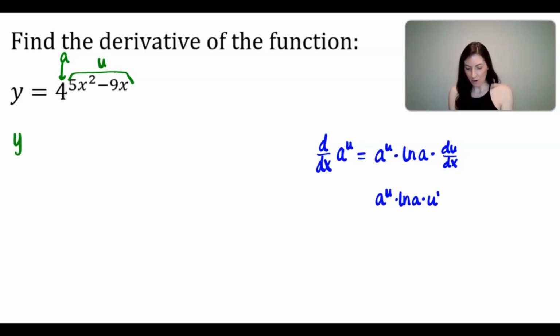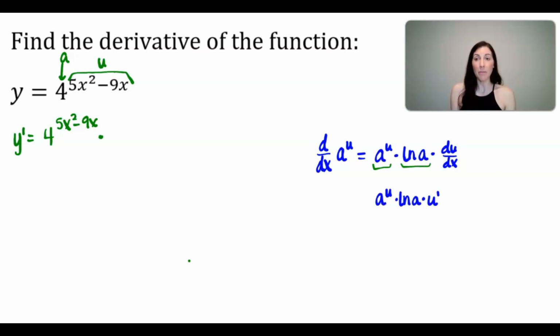Our notation here would be y prime equals, and we always start with a to the power of u. So we would start with, what we're given, 4 to the power of 5x squared minus 9x. And then we need to multiply this by the natural log of the base. And in this case, our base is 4. So we want to multiply this by the natural log of 4. And then finally, we multiply by the derivative of that exponent, or the derivative of u with respect to x.